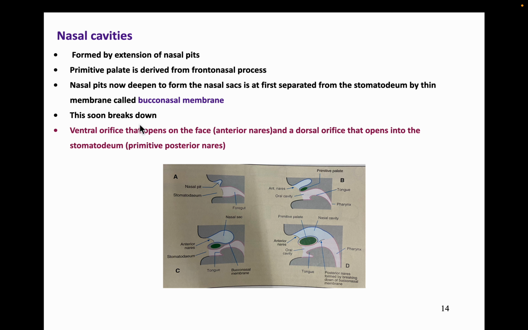Now this membrane soon breaks down. The ventral orifice that opens on the face we call the anterior nares, and once the bucconasal membrane breaks, the dorsal orifice that opens into the stomatodeum is called the primitive posterior nares.